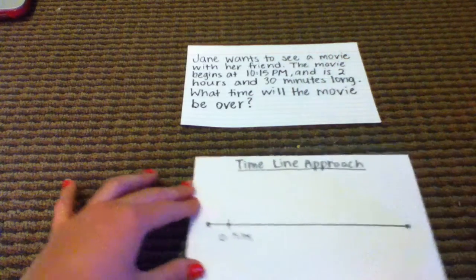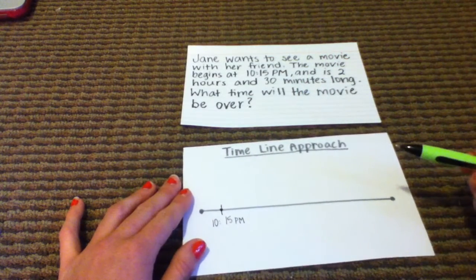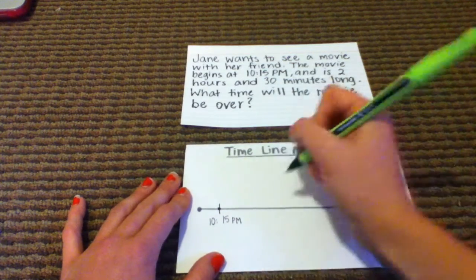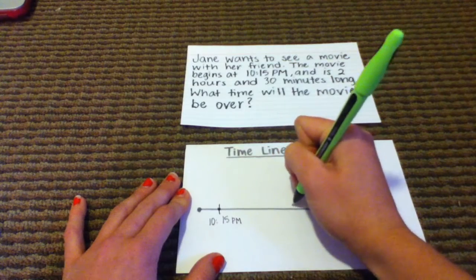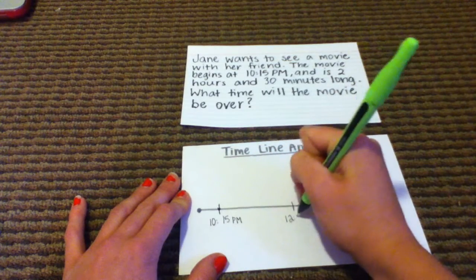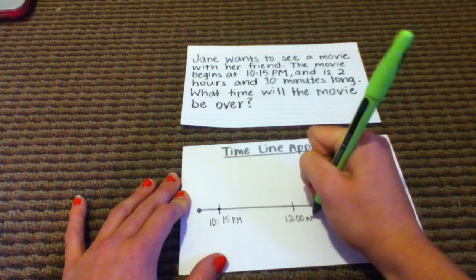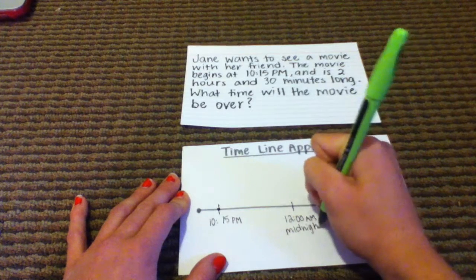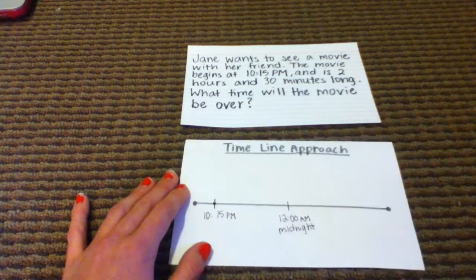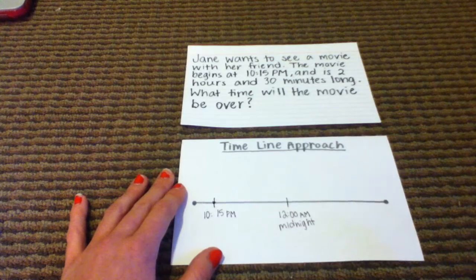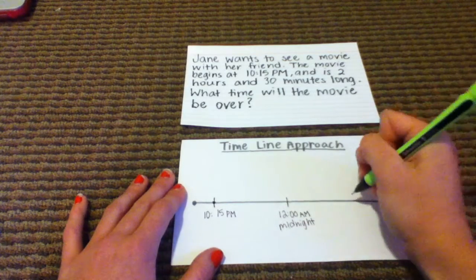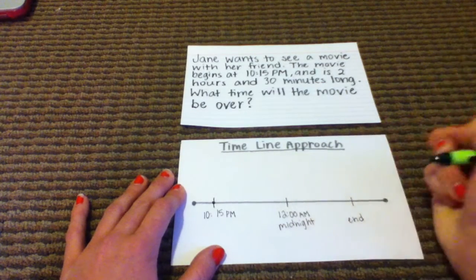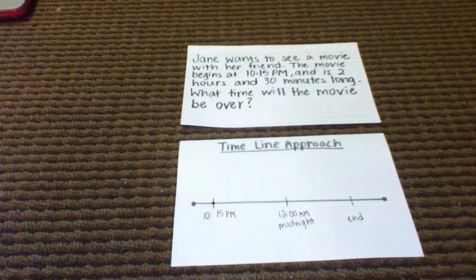And then we want to go ahead and label midnight or 12 o'clock so we know when we're going to cross from p.m. to a.m. So I'm going to label that right here. And that's a.m. And I'm also going to label it as midnight. And then the last thing we need to label on our timeline is our end time. But since we're not sure what that is, I'm just going to draw a line. And we're going to say end. And we're not sure what time that is, so we'll figure that out.